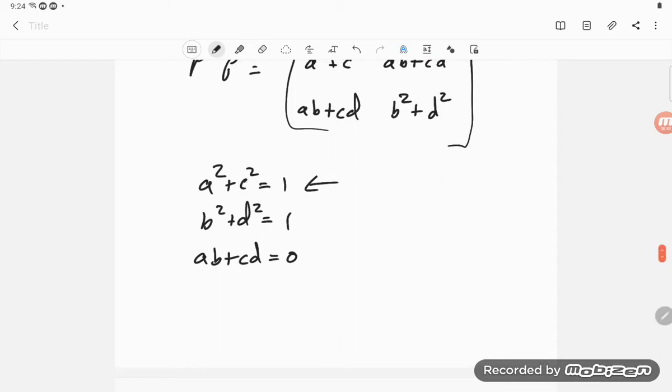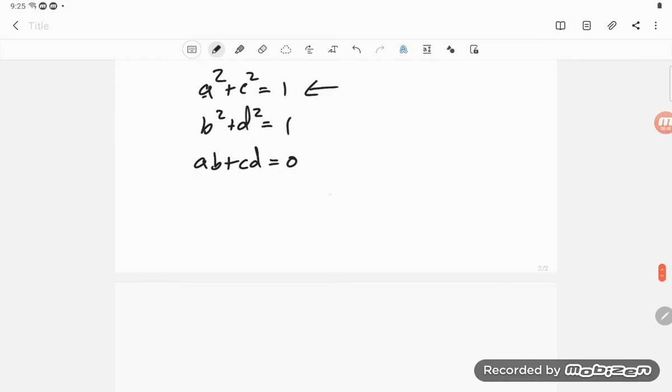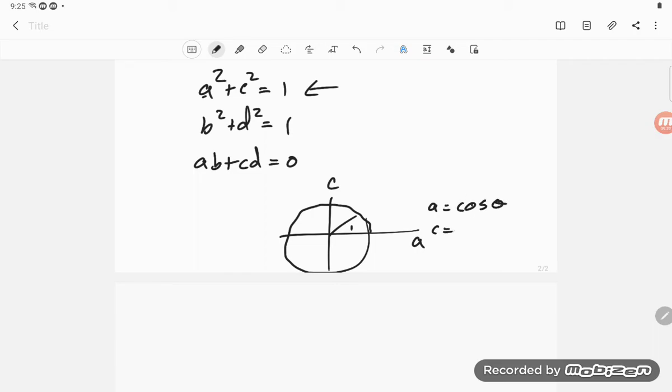Well, so if I think of the A plus C, I know that, in coordinates like that, here's A, here's C. I'm on a circle of radius 1. And so I can parameterize that. So that's how we know that we get this cosine and sine thing, right? So I could parameterize this as A equals cosine theta and C equals sine theta.